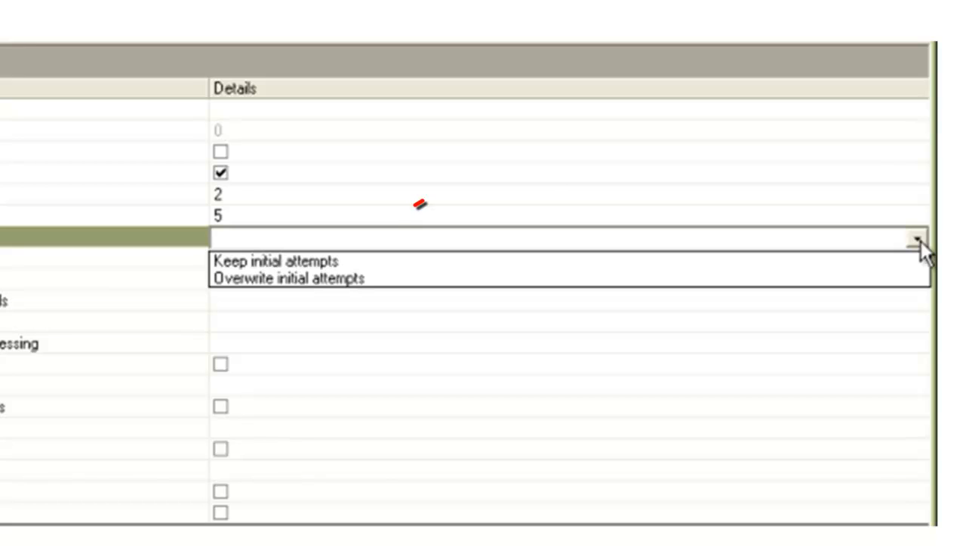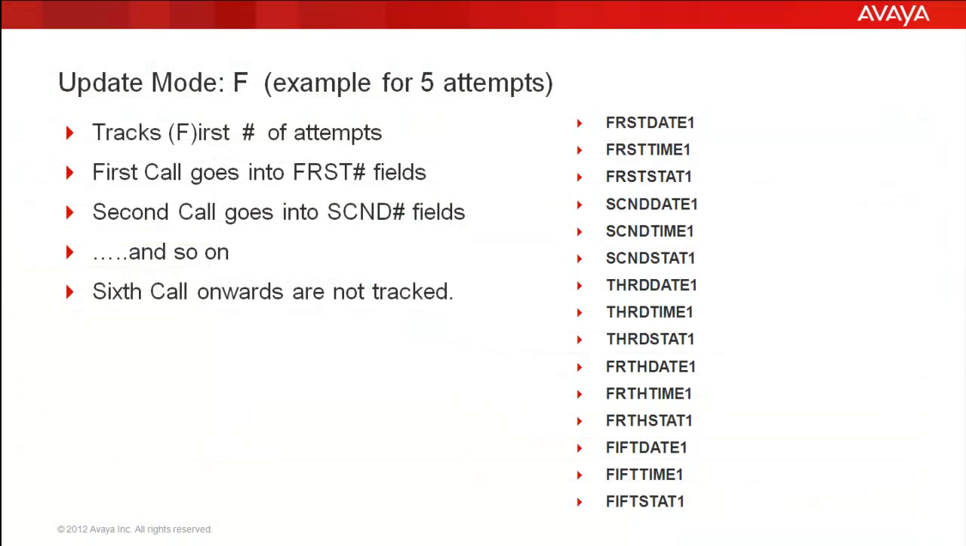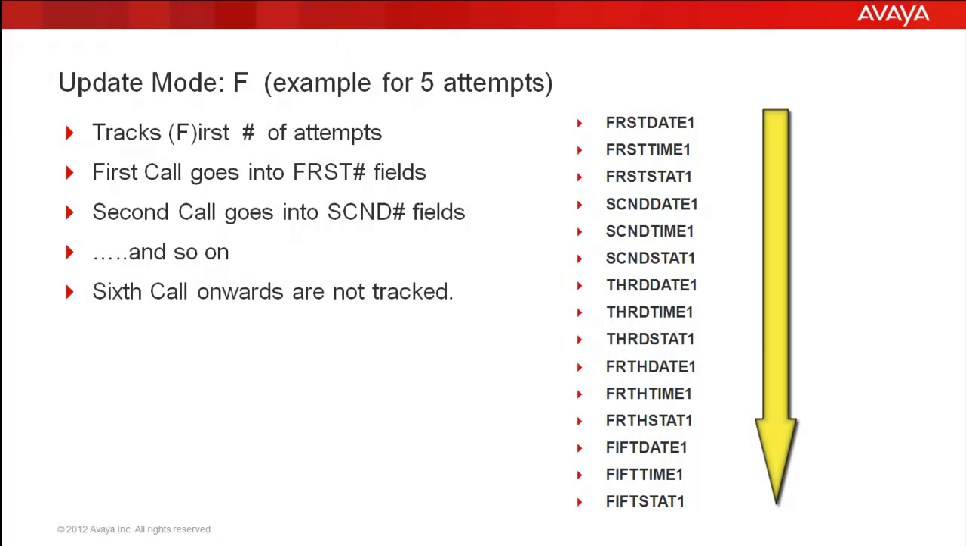As we saw, there are two options: keep initial attempts, that is first to last, which is also called update mode F, and overwrite initial attempts, that is last to first, which is called update mode L. In update mode F, that is the keep initial attempts setting, it tracks the first X number of attempts which you have set. So the first call goes into the first fields, the second in the second fields, and so on and so forth. In this example, there are 5 attempts being tracked in the first, second, third, fourth, and fifth fields in that order. And for the 6th call onwards, the data is not tracked.